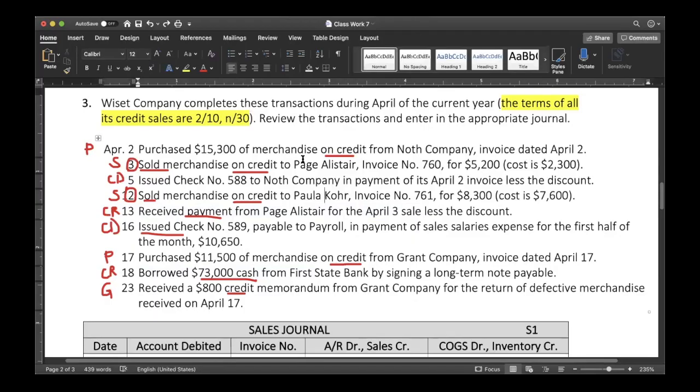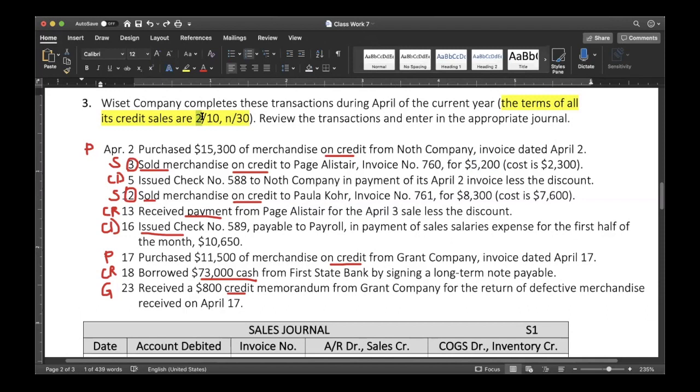The next journal we're going to be doing is the cash receipts journal. We have on the 13th, we received payment from Paige Alistair from the April 3rd sale, less the discount. Be mindful that here on the 3rd, we did sell merchandise to Paige Alistair, and credit terms are 2/10, n/30 for everyone. That was on the 3rd. It's the 13th. They did pay within 10 days. Paige owed us $5,200, but there is a discount of 2%. So keep that in mind.